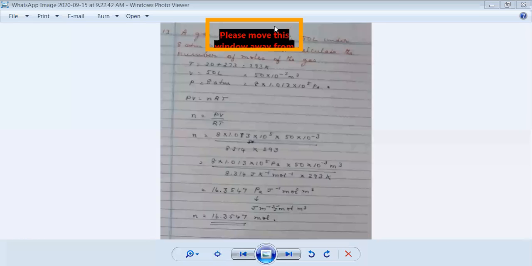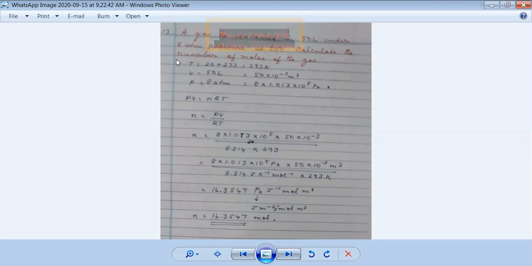So the second problem: a gas is contained in 50 liter under 8 atmosphere pressure at 20 degrees centigrade. Calculate the number of moles of the gas. Again, this is also a mere substitution. So gas is contained in 50 liter and 8 atmospheric pressure at 20 degrees centigrade.